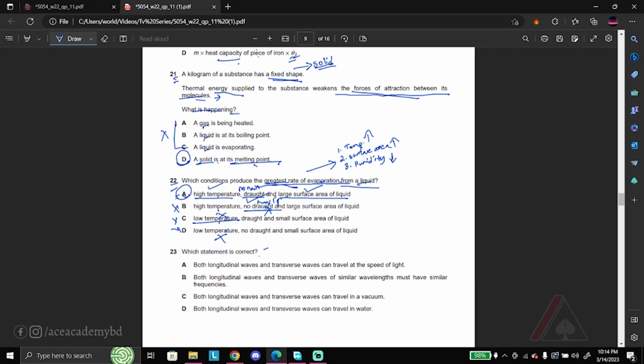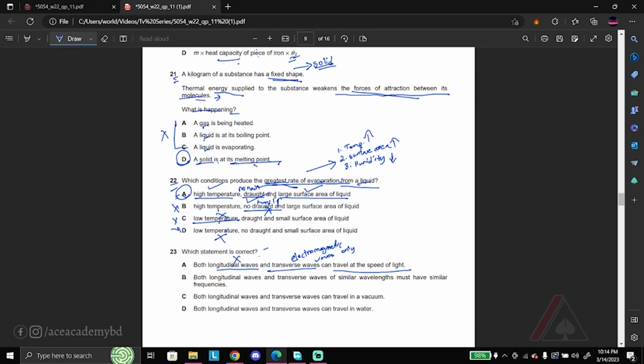Let's move on to question number 23. Which statement is correct? It says both longitudinal waves and transverse waves can travel at the speed of light. Well, only electromagnetic waves, the electromagnetic spectrum, travel at the speed of light. Waves only.